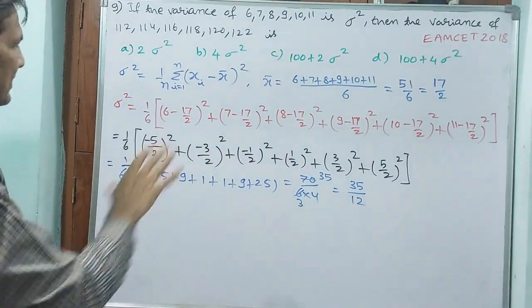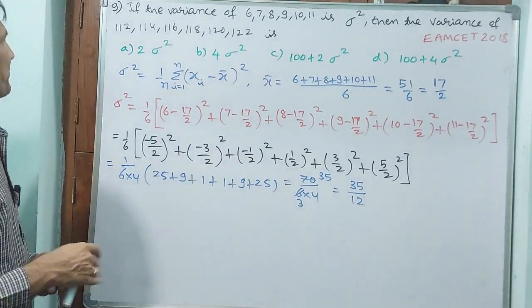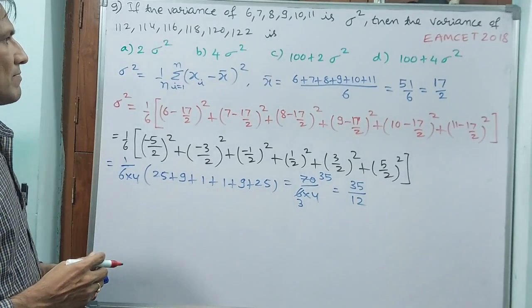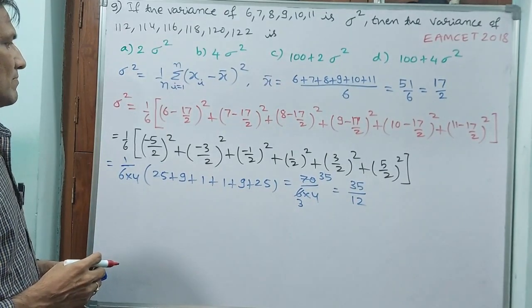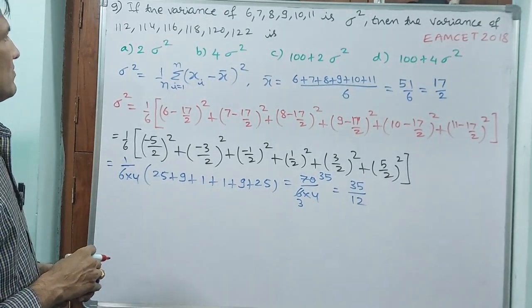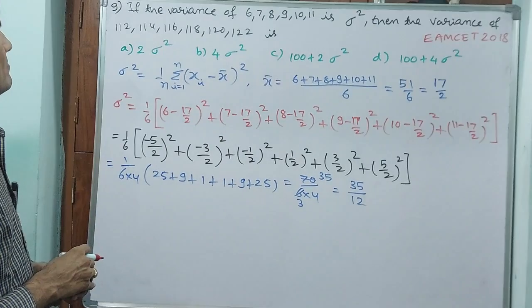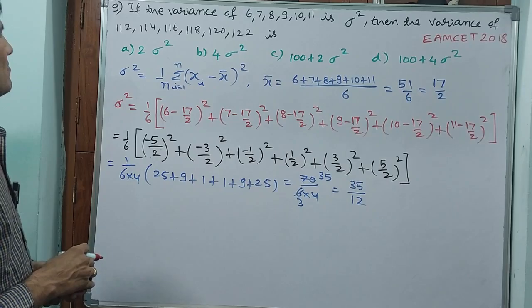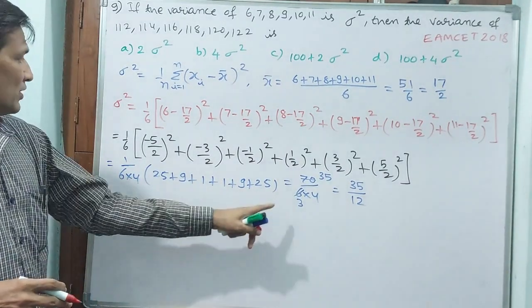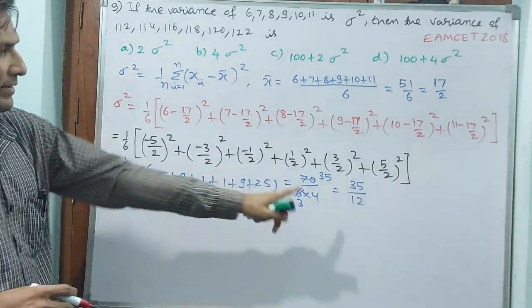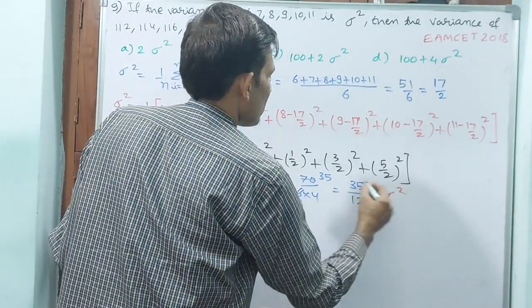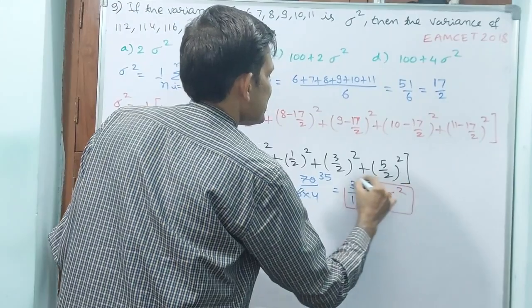Okay. This will be like this only. That's all. Okay, sigma square. Now, okay, this is sigma square. Sigma square, 35 by 12. Once again I will write here. This is sigma square. Okay, I am putting bracket.